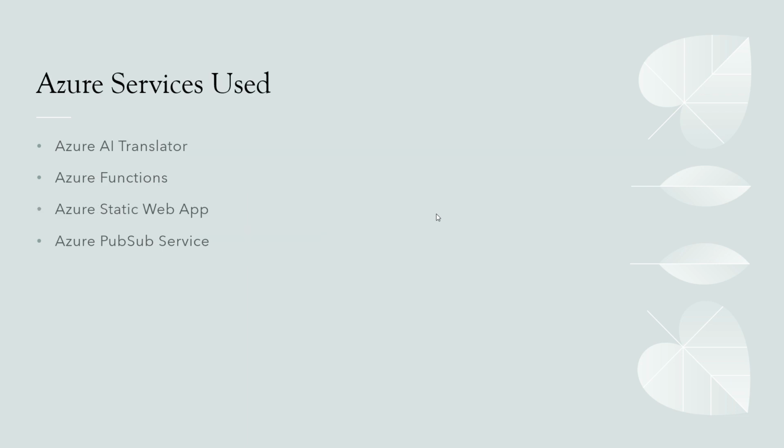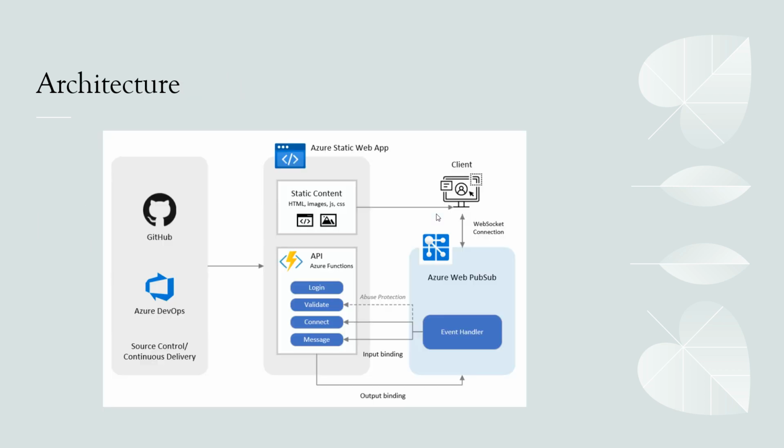So the Azure services used are Azure AI Translator, Azure Functions, Azure Static Web App, and the Azure Web PubSub service. This is the overview of the architecture. Basically, I used GitHub for the CI/CD pipeline. And the Azure Static Web App encapsulates the static content and the API Azure Functions. And then the client basically communicates through WebSockets using the Azure Web PubSub service. The Azure Web PubSub service actually communicates with the Azure API functions to log in, validate, connect, and then send messages back and forth between the two users.